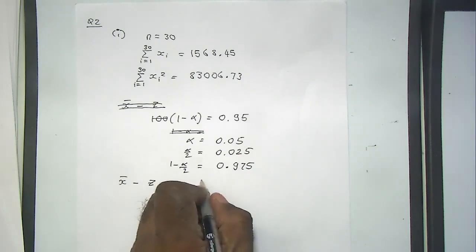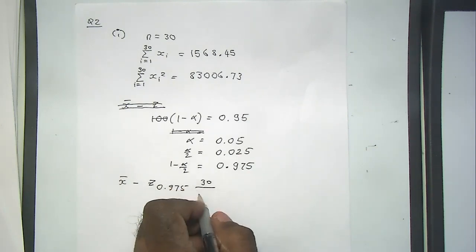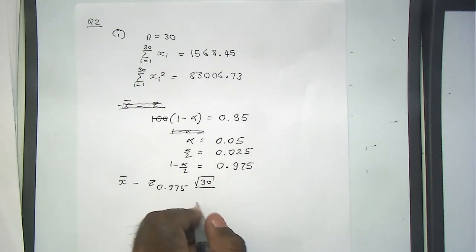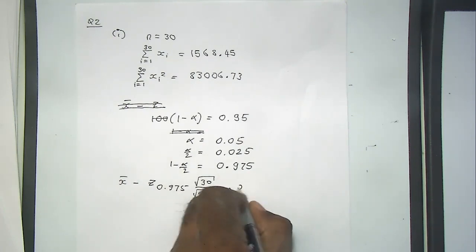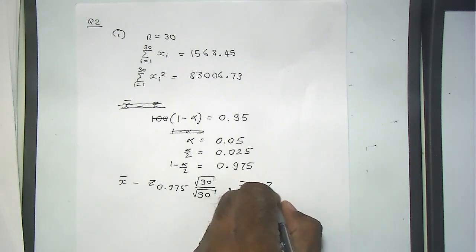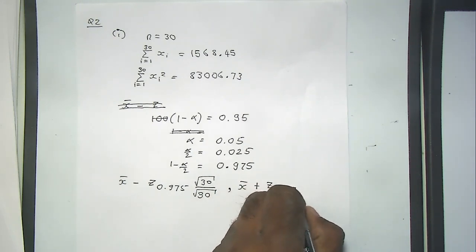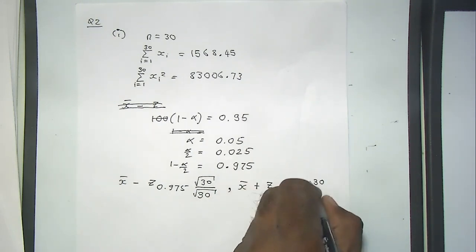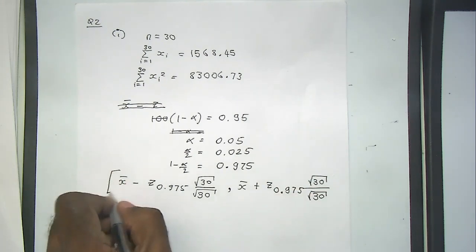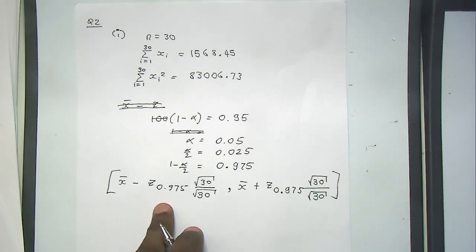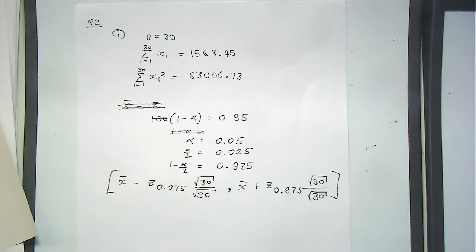sigma, which is 30, divided by the square root of n, so sigma is the square root of 30. Okay, so this is the confidence interval, right? Now to read this, guys, you need to go back to the table. There's a table I gave you for the z distribution. You should look at this table.